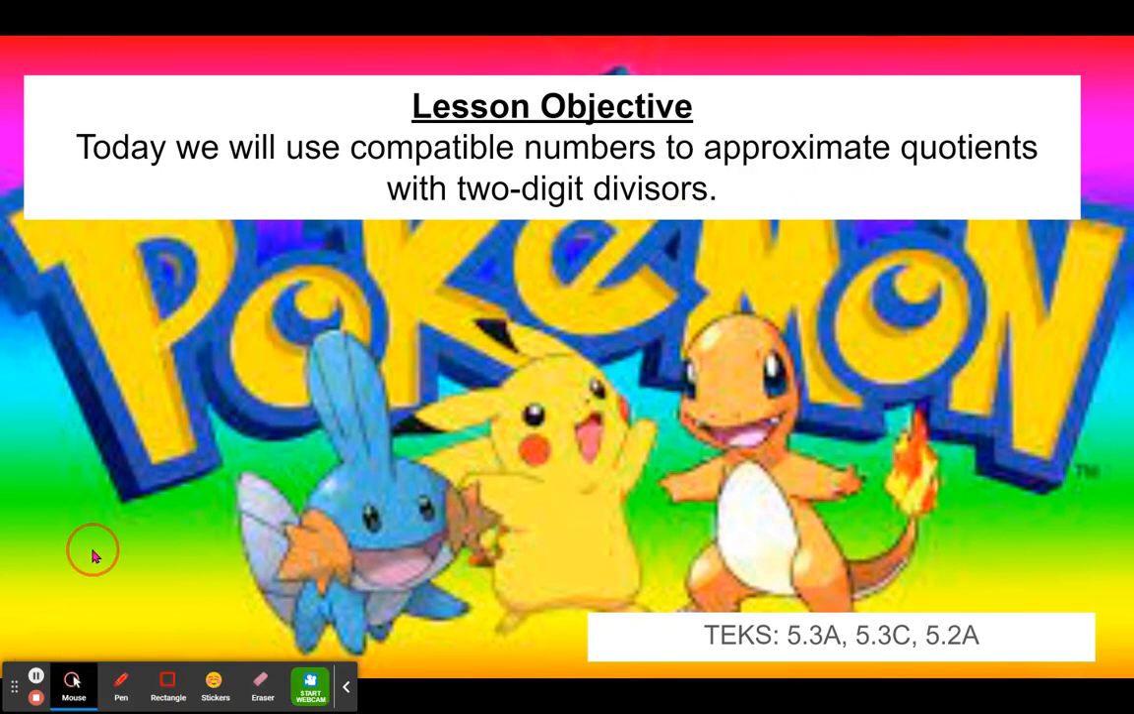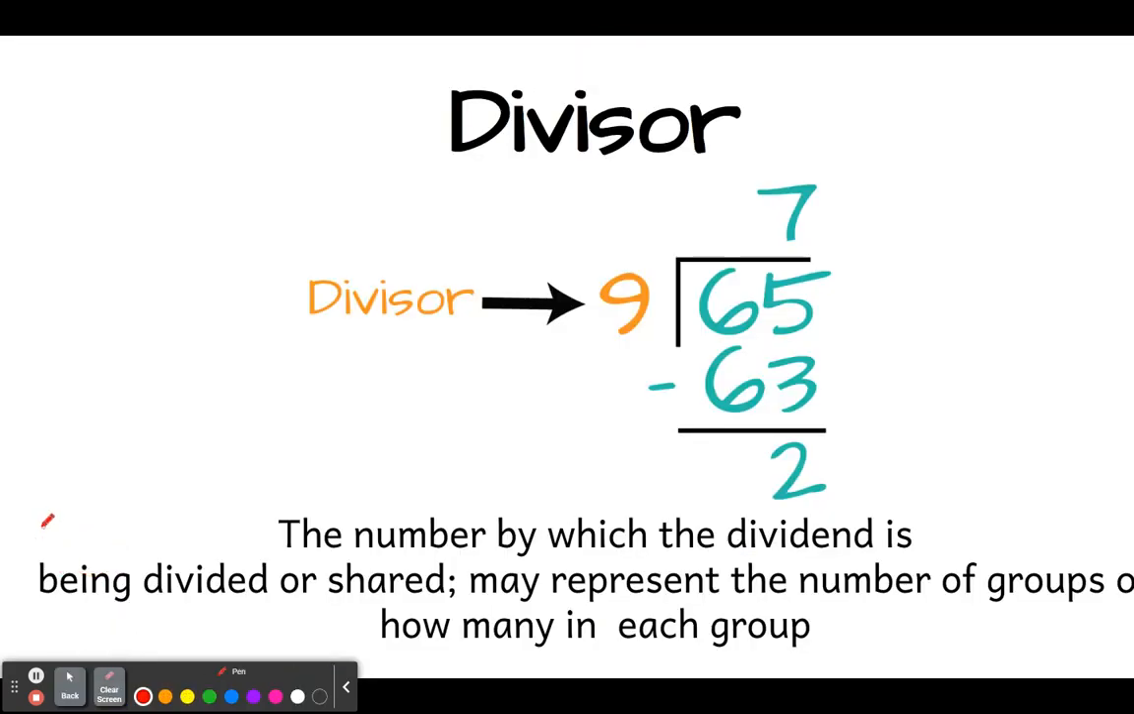All right, now before we jump into our lesson, we're going to go over the word divisor. So what is a divisor? The divisor is the number by which the dividend is being divided or shared. It may represent the number of groups or how many are in each group. So the divisor is the number that is being divided or shared.